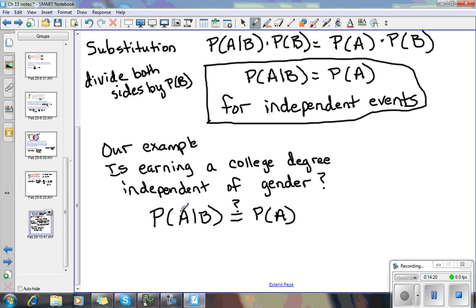Now, we just calculated the probability of A given B, the probability of earning a college degree given that the person chosen was a female. You can look back and see we had 2/5, which is 0.4. And the probability that they earned a college degree, if you look back at our notes, you'd see that that was 0.35. So since these do not equal, my answer is they are not independent. So now we have a mathematical way, using conditional probabilities, that we can check to see if two events are independent.